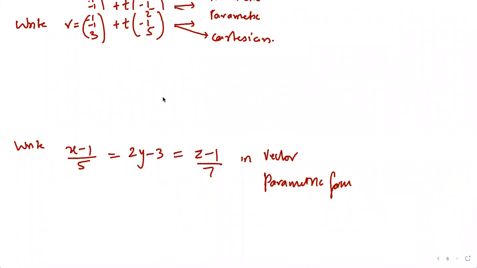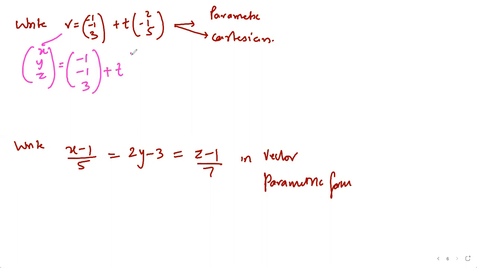So we've got two questions here now. The first one is that if you have r equals (-1, -1, 3) plus t times (2, -1, 5) as one of the equations, you have to write this in parametric and Cartesian form. So first thing is, as we know, we make r as x, y, z. So x, y, z is your r value in general coordinates. It is (-1, -1, 3) plus t times (2, -1, 5). So this becomes -1 plus 2t, -1 minus t, and 3 plus 5t.